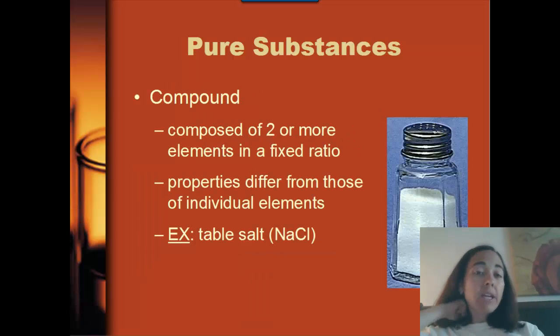Compounds, on the other hand, are composed of two or more elements, and they're bonded together chemically in a set ratio. Take this salt, for example. The formula for salt you probably already know is NaCl, sodium chloride. Sodium is one element and chlorine is the other element. The salt doesn't act like the sodium, it doesn't act like the chlorine either. It's its own substance, different from the elements that make it, and that compound has its own properties.